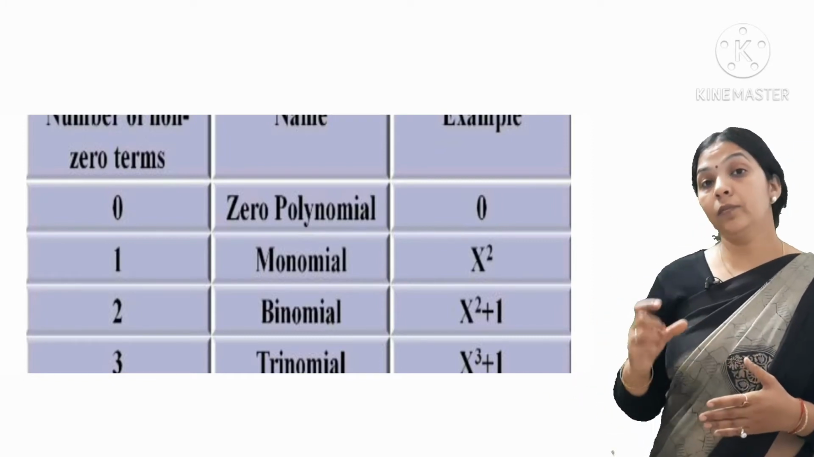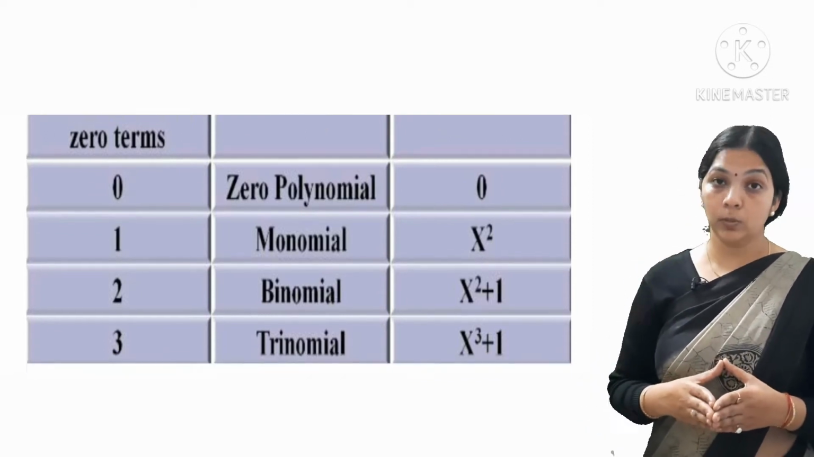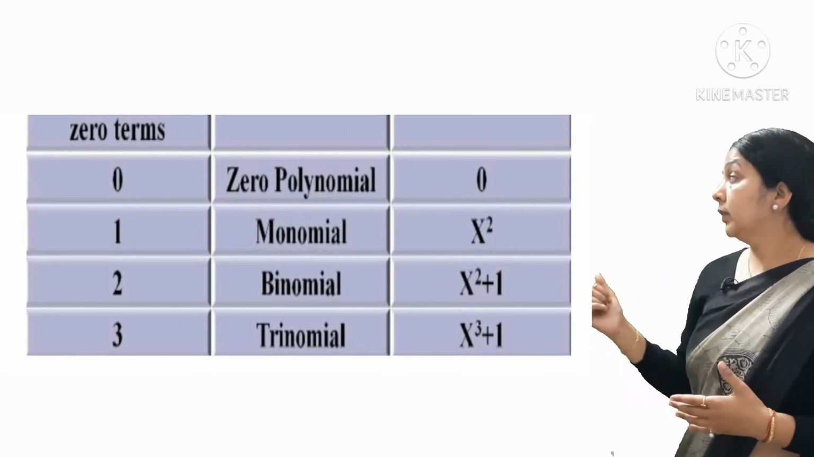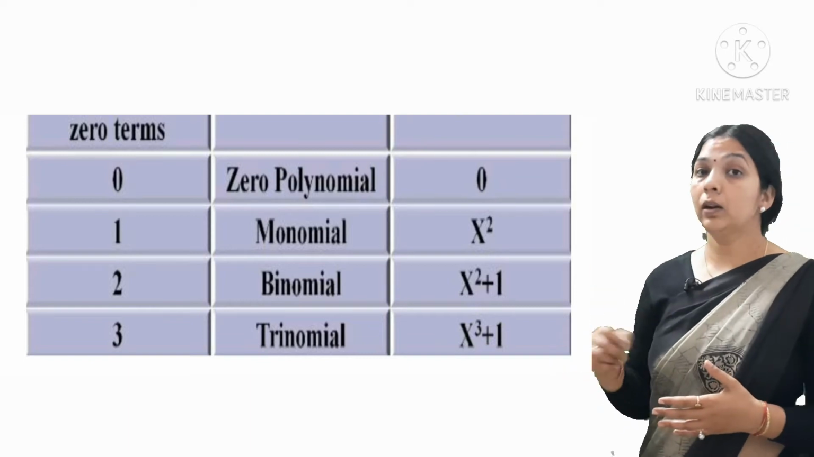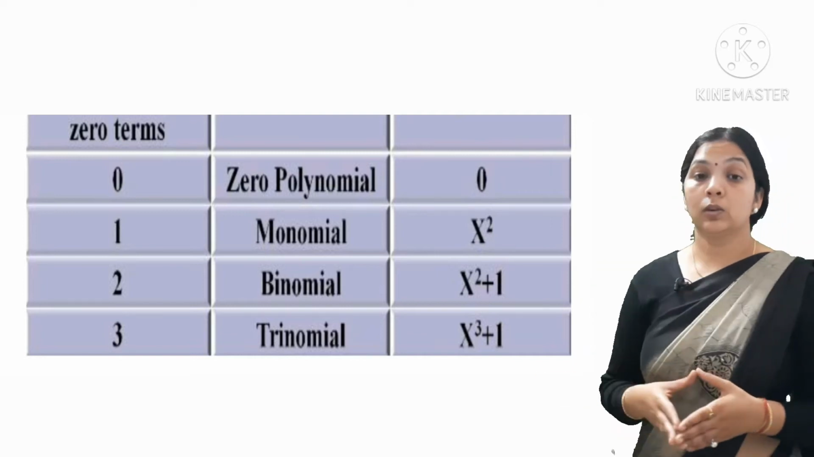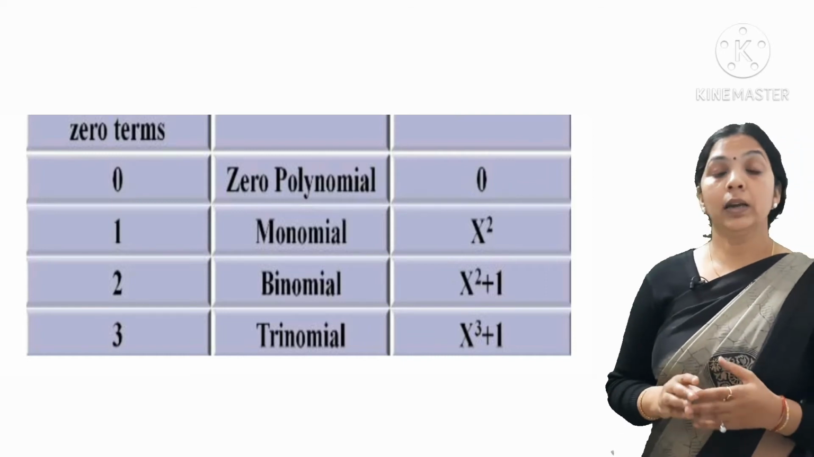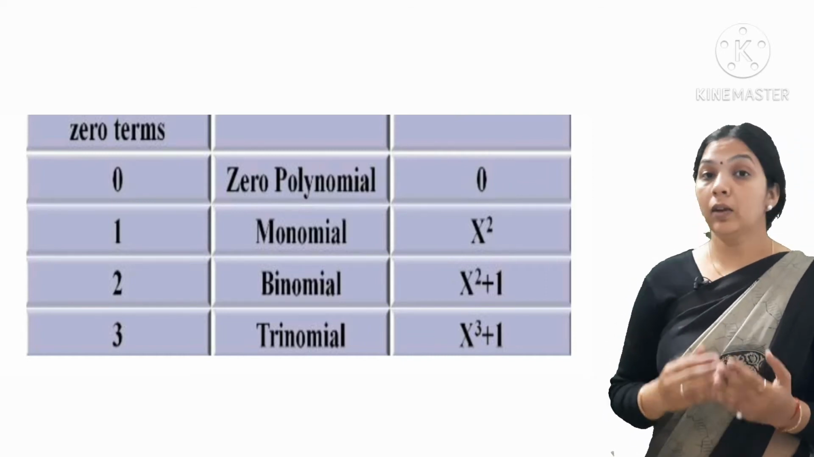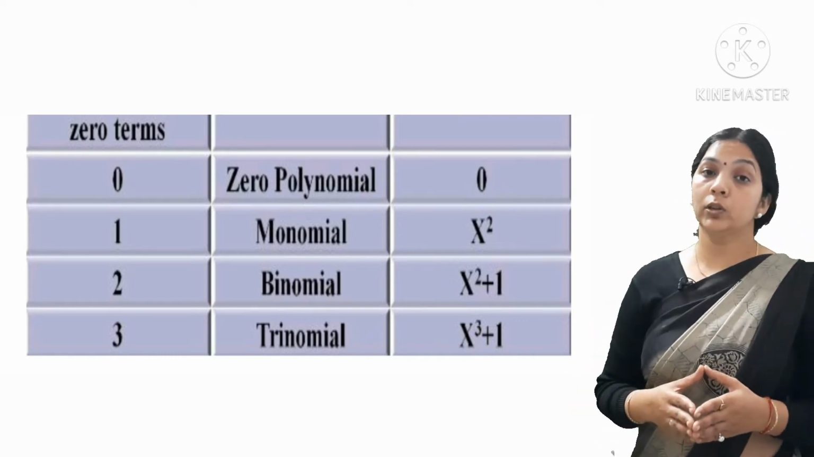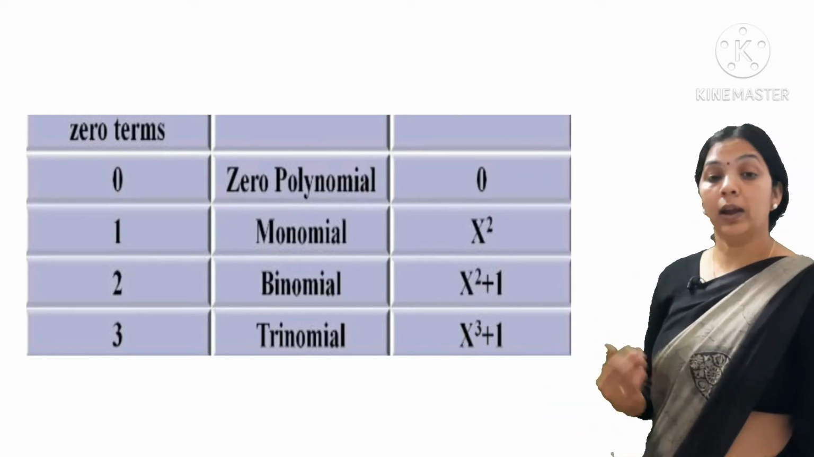For example, if we consider a constant, do you know that constants are also known as polynomials of 0 degree? Why is this so? Because we can write any number as that number times x to the power 0. So, it is the polynomial of degree 0. Now, monomials. If the polynomial has a single term, then it is known as monomial. If the polynomial has 2 terms, then it is known as binomial. And if the polynomial has 3 terms, then it is known as trinomial, and so on.